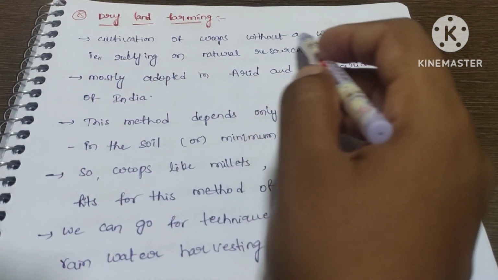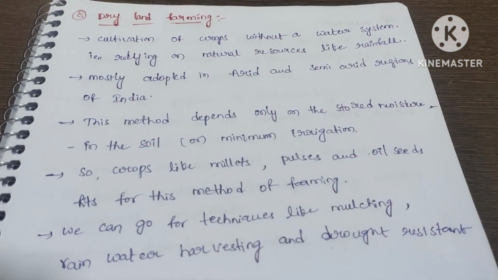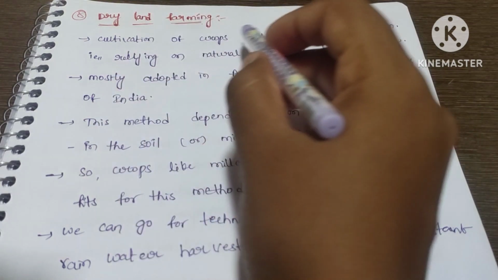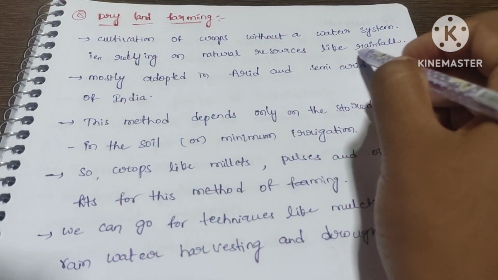Yes, cultivation of crops without a water system, that is completely relying on natural resources like rainfall. Okay, cultivation of crops without a water system. Water system means artificial irrigation. Artificial irrigation like drip or sprinklers. We cannot use drip or sprinklers and other artificial irrigation systems in dryland farming. Cultivation of crops without a water system, that is relying on natural resources like rainfall.